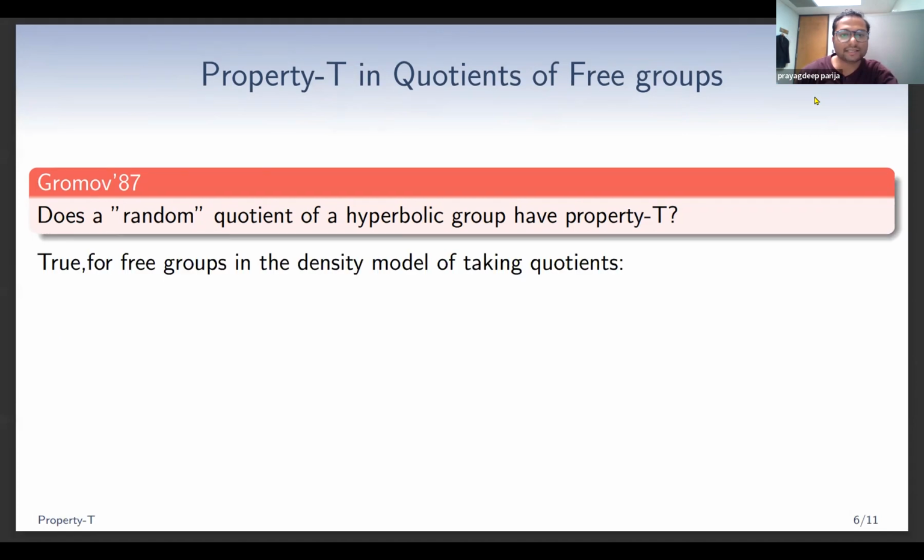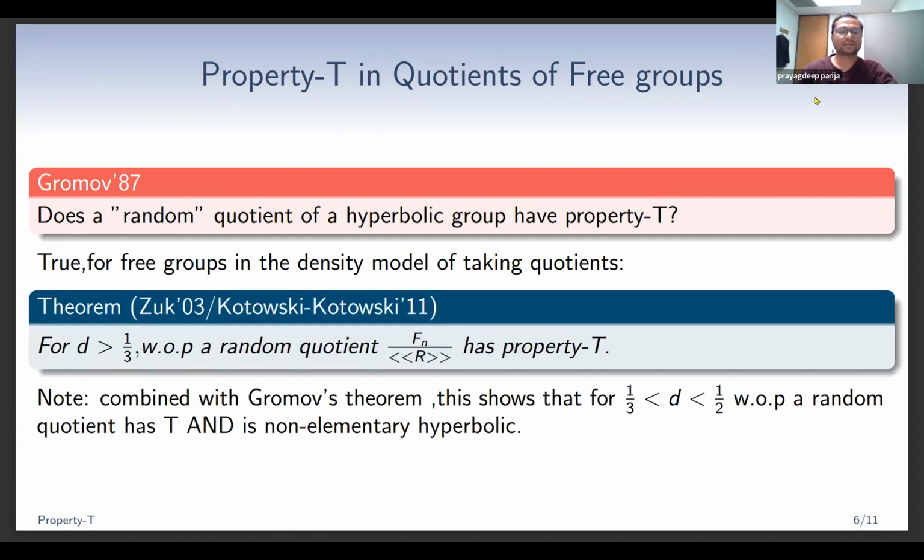In this density model of taking quotients, starting with free groups, the answer is yes. This was studied by Zuk and Kotowski, which says that for density more than 1/3, that means from all the available freely reduced words of length L, let's imagine you take more than 1/3 of them, then your quotients start showing property T.